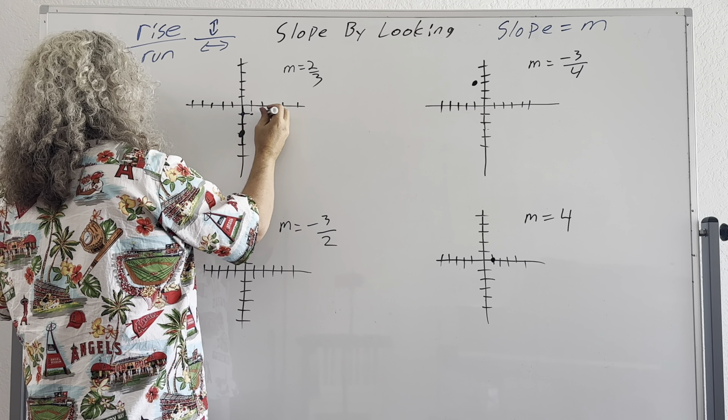So let's look at this one, -3/2. I'm given a dot. I'm going to go -3. So I'm on 3. So I'm going to go 1, 2, 3. And I'm going to go over 2, 1, 2. Boom. There's my slope. I've got one more here.